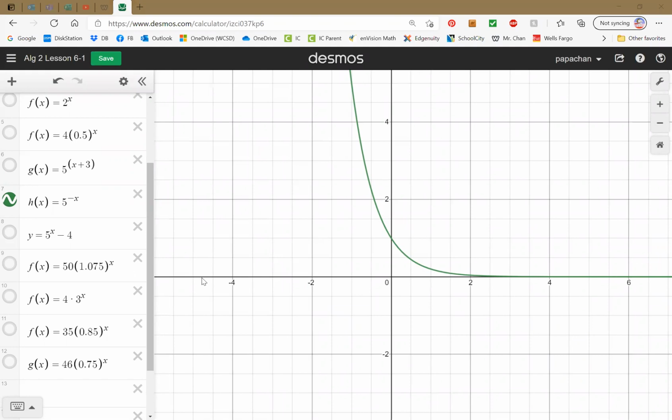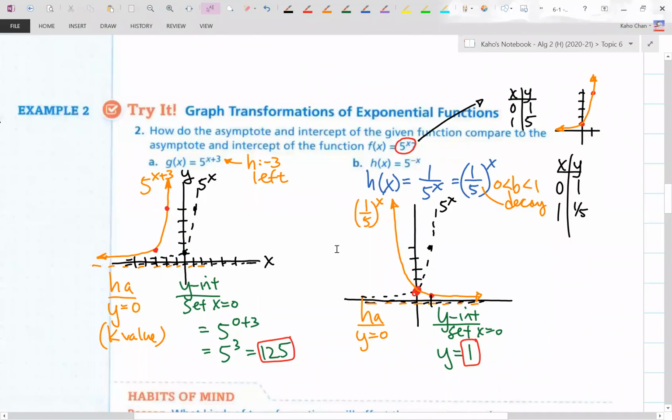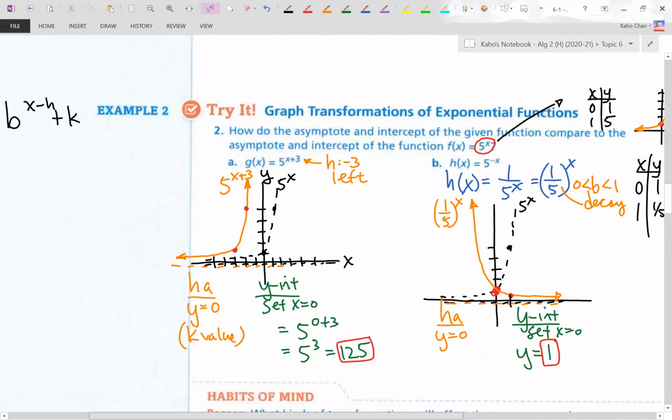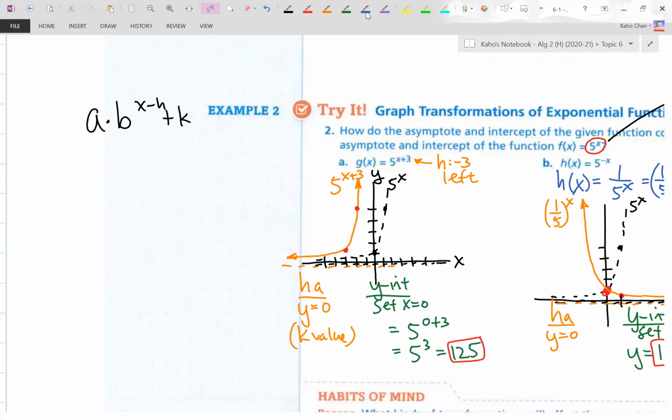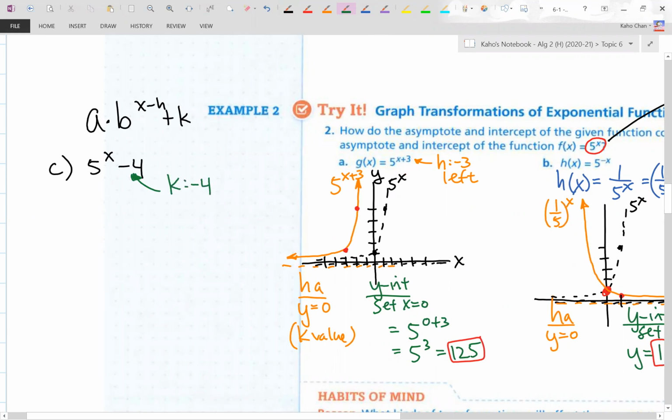Back to the notes. I'm going to throw in one more for example 2, okay? Let's go off to the left here. We haven't played with any k values, so I feel like we need to. This is going to be example C. Let's graph 5 to the x minus 4. Bam, there's my k value. My k value in this case is -4, which means that it's going to go down. Let's graph it.